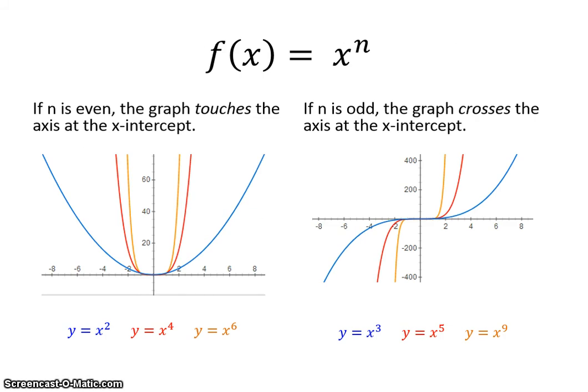When I'm looking at a function f of x equals x to some power, if that exponent is even, then the graph is going to touch the x-axis at the x-intercept. It's going to hit it and come back up, or hit it and come back down, just like all of these. If it's an odd number, like x cubed, x to the fifth, x to the ninth, then it's actually going through the x-axis at the x-intercept. So if it's even, it's going to touch it. If it's odd, it's going to cross it. And that's not an even or an odd function. That's just looking at that exponent, if that number itself is even or odd.